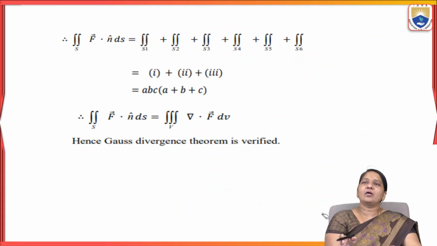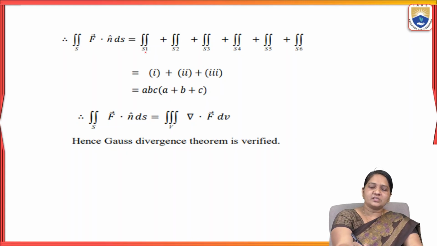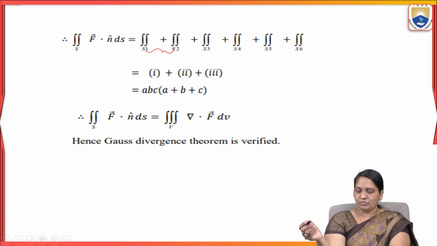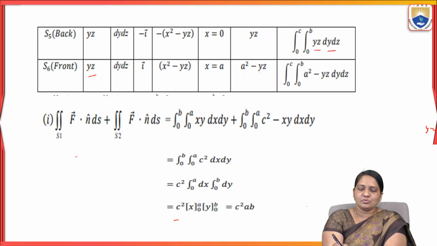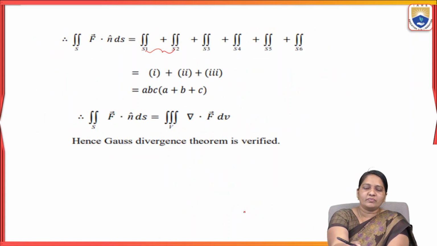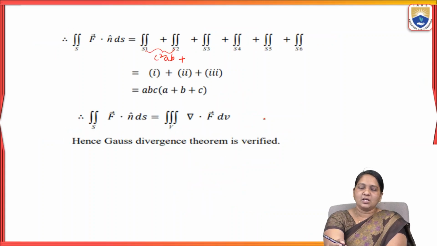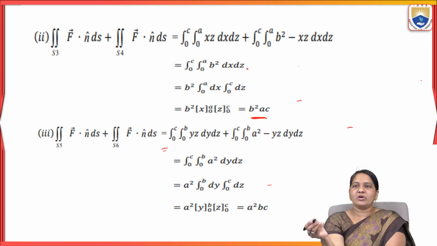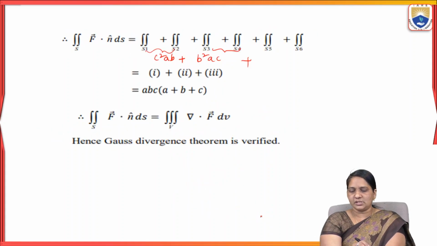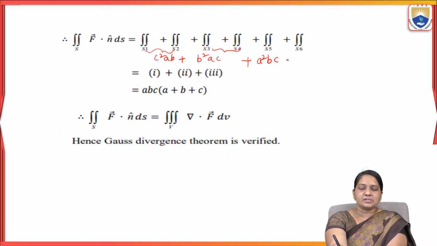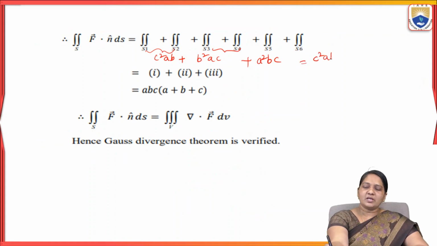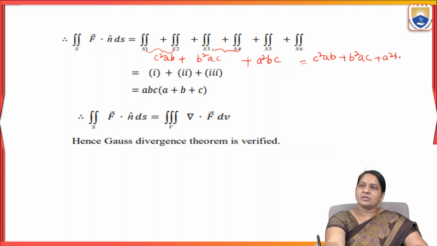Now we are adding all the surfaces here. For the first surface, we got s1 plus s2. What is the value we got here? s1 plus s2, c square ab. Plus s3 plus s4, b square ac. Plus the third one, we got a square bc. Here, c square ab plus b square ac plus a square bc.